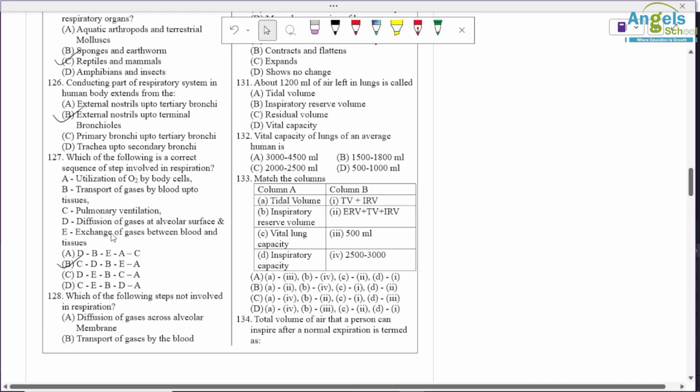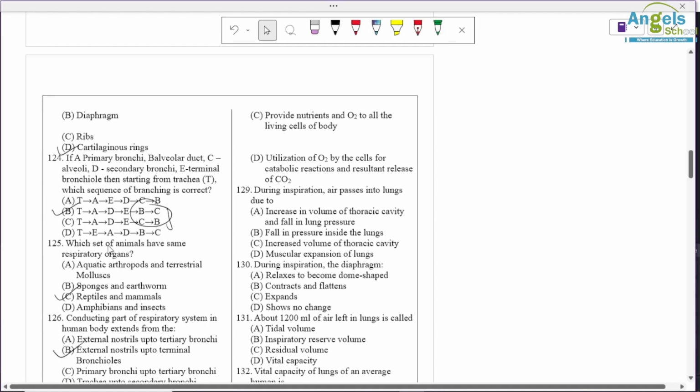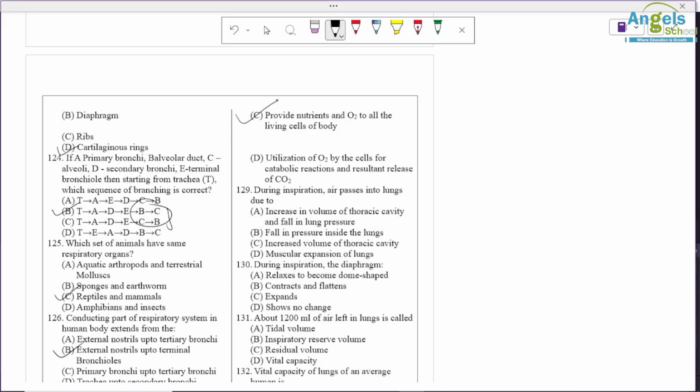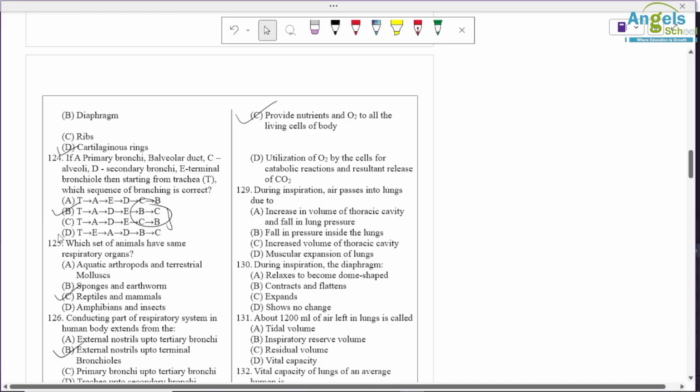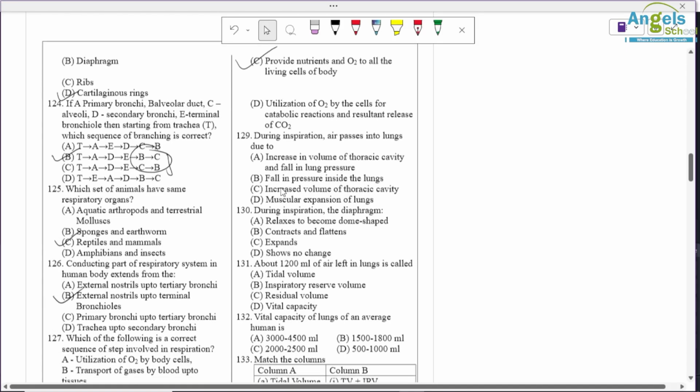Which of the following steps is not involved in respiration? So here C option is correct. Provide nutrient and oxygen to all living cells of the body. It is involved in providing oxygen, but it is not involved in providing nutrition.